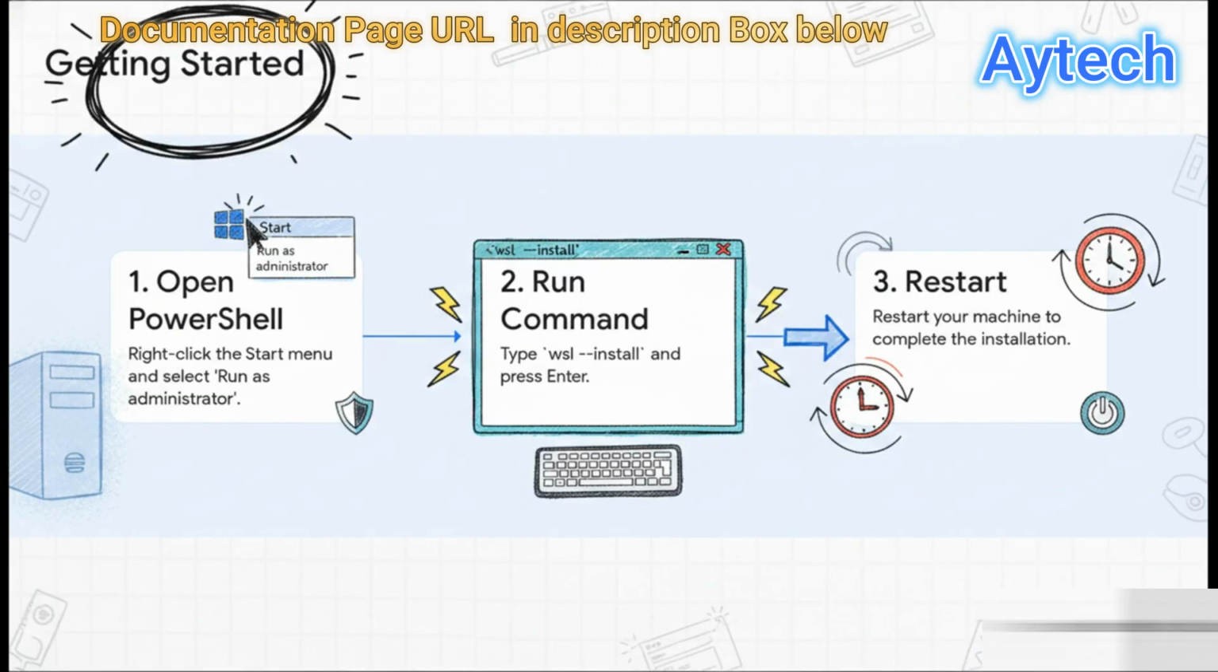So let's just walk through it real quick. Step 1, you're going to open PowerShell as an administrator. This is super important because it needs permission to make these changes. Just right-click your Start menu, you'll see the option. Step 2, type in that beautiful, simple command, wsl --install, and hit Enter. And finally, once it works its magic, you just restart your computer. That's the entire setup process.